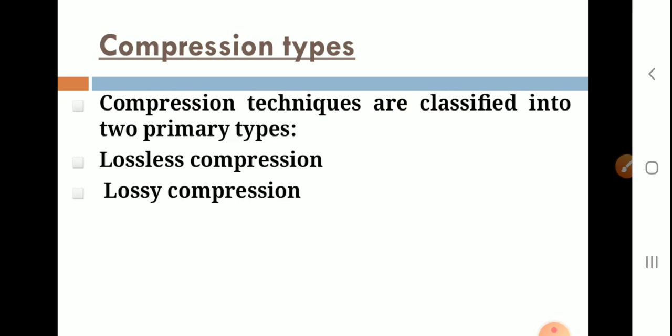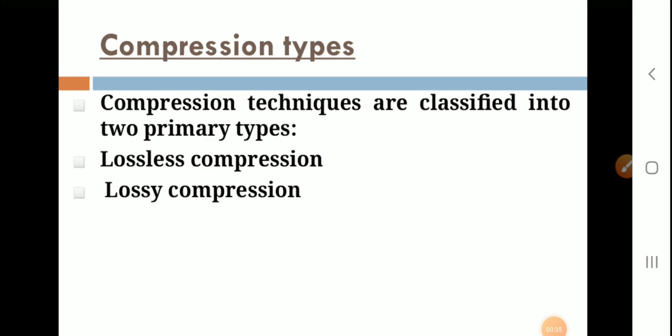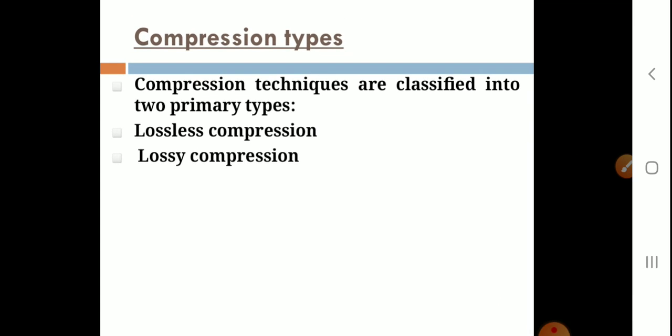Compression is reducing the size of any image in order to transfer that image over the network easily and for storage purposes. For that purpose we use compression. So the next is the compression type. We have two types: lossless compression and lossy compression.